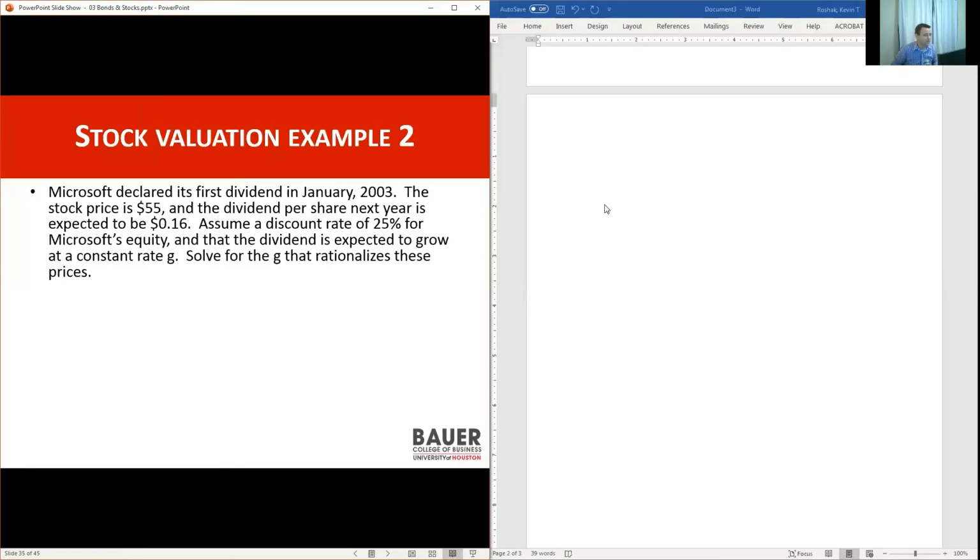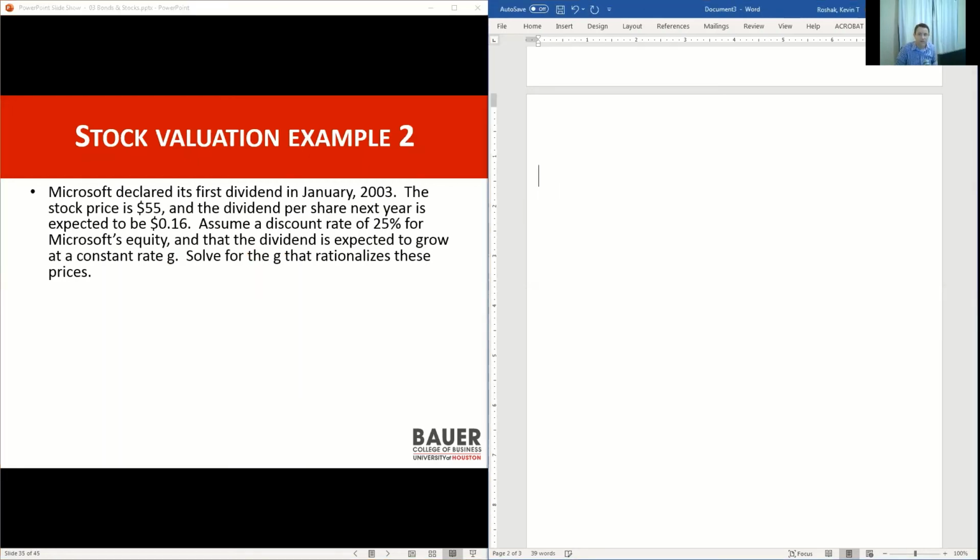Microsoft is declaring a dividend, its first dividend, in January of 2003. The stock price is currently $55. The dividend per share is expected to be 16 cents next year. That's the first dividend. We're going to assume that a discount rate of 25% applies to Microsoft's equity, and the dividend is going to grow at a constant rate G. So we can solve for the G that rationalizes these prices. Okay. How are we going to do this?